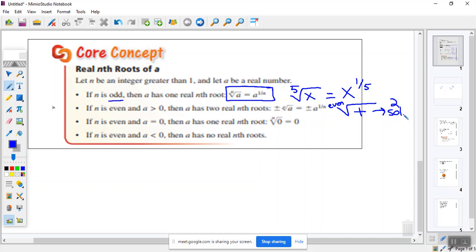Guys, if you ever have the nth root of 0 right here, what number times itself is going to make 0 all the time? It will always equal 0. So if 0 is ever under here, it's going to equal 0. That's pretty easy. Last one's kind of a tricky one.